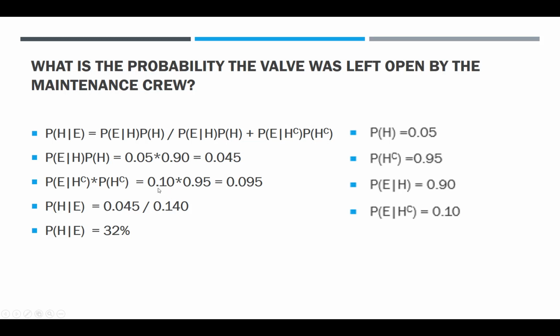So let's calculate that out. There was a 10% chance of E given not H, times the probability of not H, which is 0.95, or 0.095. To do the simple math, we get a 32% probability. And this is a probability, not like traditional statistics where we talk in terms of a repeated sampling paradigm and confidence intervals. Those are not probabilities. The beautiful thing about Bayes is this is a true mathematical probability, and it's 32%.